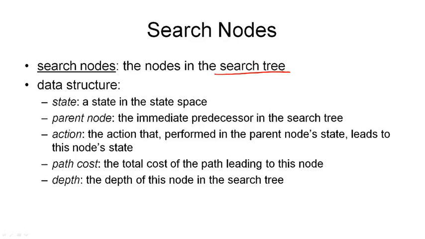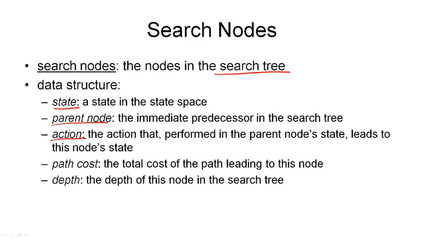Each search node consists of 5 things. The first thing is the state that is encapsulated in this search node. So a state corresponds to a configuration of our world, and a node is a place in our search tree. Note that 2 search nodes may contain the same state. The next component of a search node is the parent node that we store in each node. That is the immediate predecessor in the search tree, the parent in the tree. The only node that doesn't have a parent is, of course, the root node in a tree.